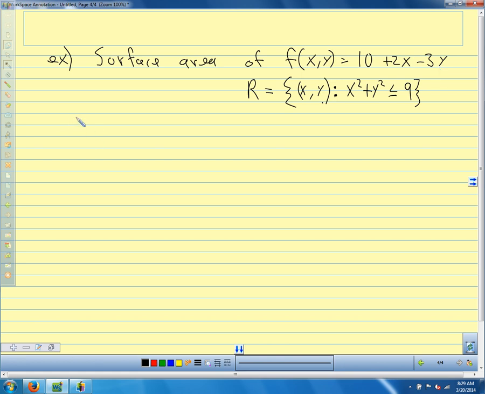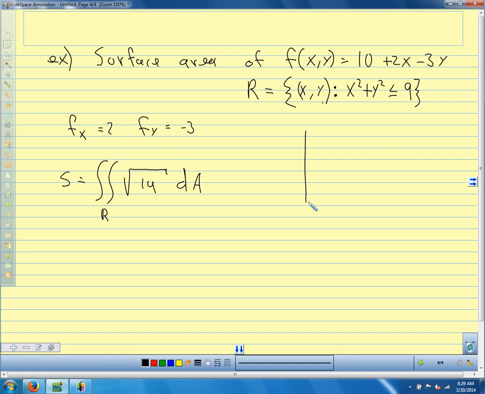All right. So f sub x. Nice, easy first partial. f sub x equals 2. f sub y equals negative 3. So our surface area is going to be the double integral over our region of the square root of 4 plus 9 plus 1, square root of 14 dA. And we decided we wanted to use polar coordinates.